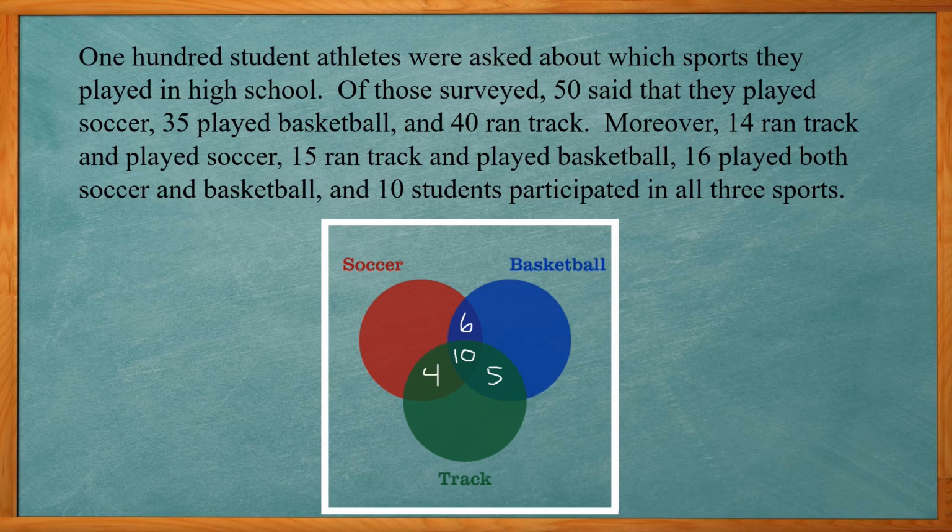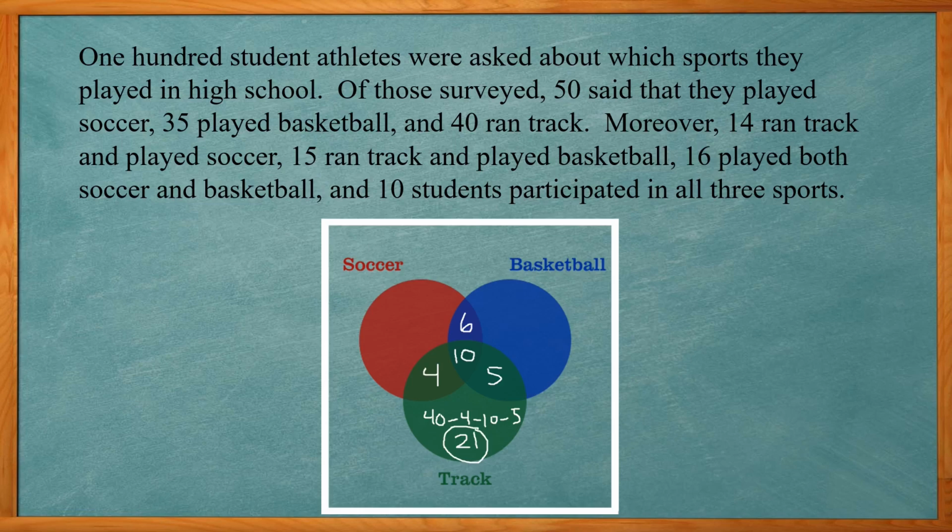Now if we go to the next thing, we know 40 ran track. Okay, so that's the green circle. We already got the 4, 10, and 5. So we know the total is 40. You need to do 40 minus 4 minus 10 minus 5. Gives a total of 21.